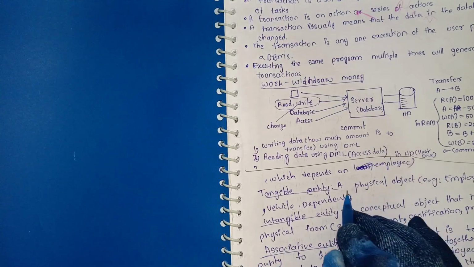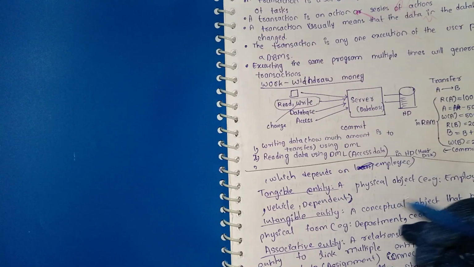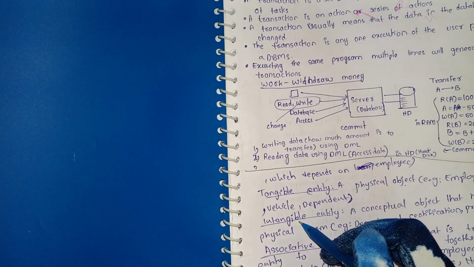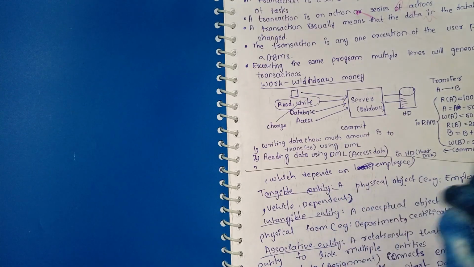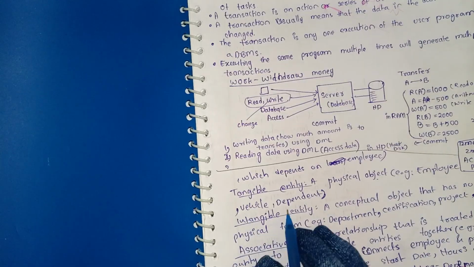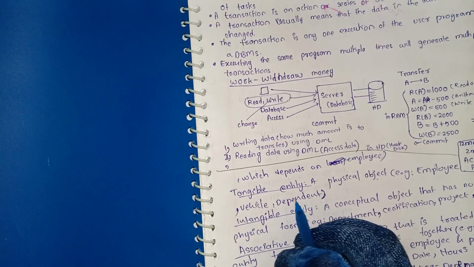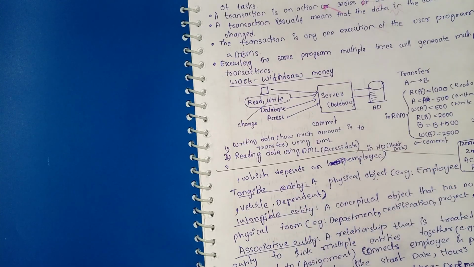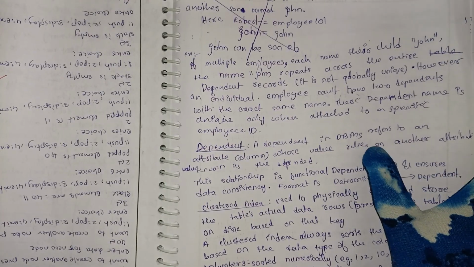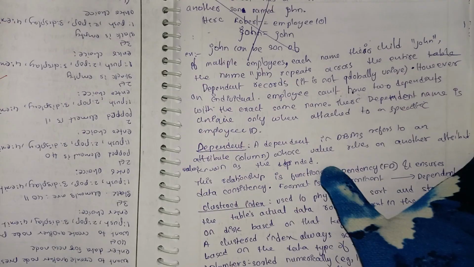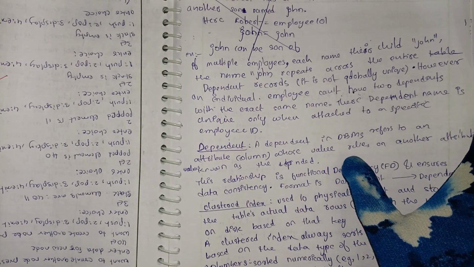then tangible entities, a physical object, means tangible and intangible entities, we can consider it as real world things and imaginary things. Okay, so a physical object, like for example employee, vehicle, and dependent, which may be son, daughter, or spouse of an employee. Okay, so here dependent in DBMS refers to an attribute whose value relies on another attribute's values, known as the dependent.